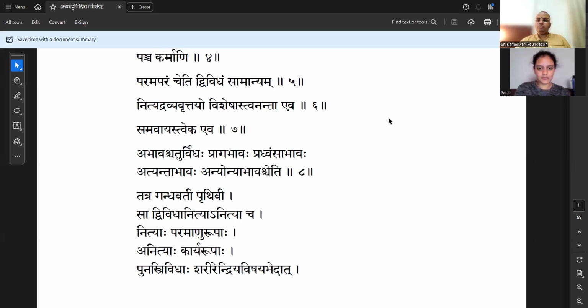And if you are not able to map or prove this definition to any one entity of the definiendum, that means you made a definition like "a circle is a shape which has four equal sides." So it is not at all applicable, right? If the definition is not applicable to at least one entity of the definiendum, then it is called asambhava, right?